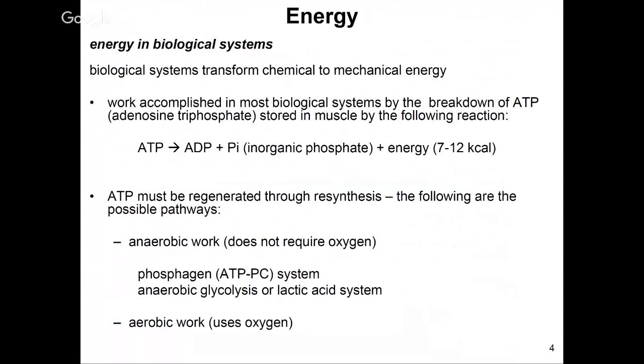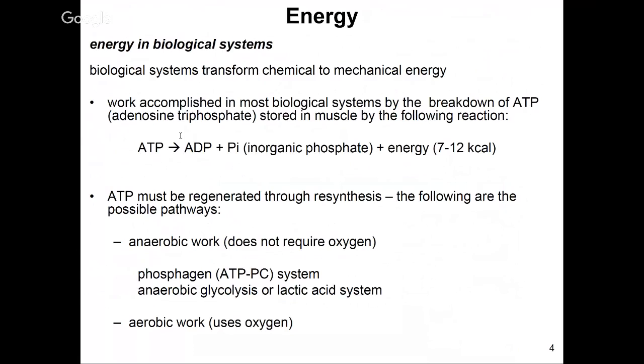In biological systems, we use a specific type of energy. It's actually a chemical energy that is transformed into a mechanical energy. There's a molecule called adenosine triphosphate, and it has multiple small parts. The triphosphate there tells you that there are three phosphate molecules within this larger molecule.